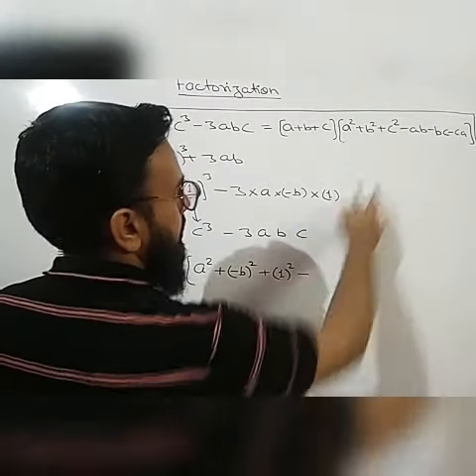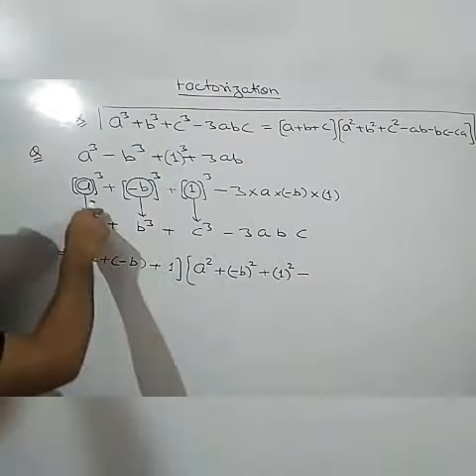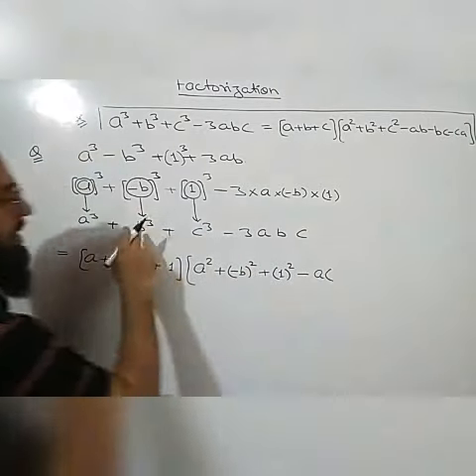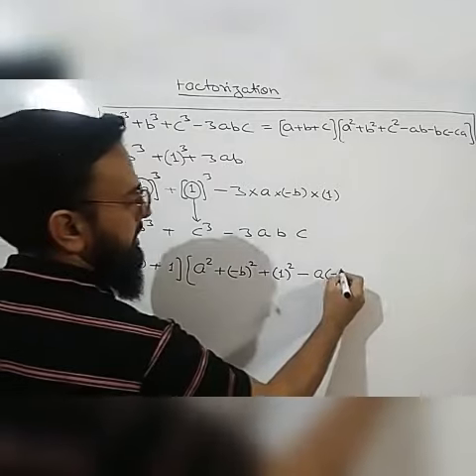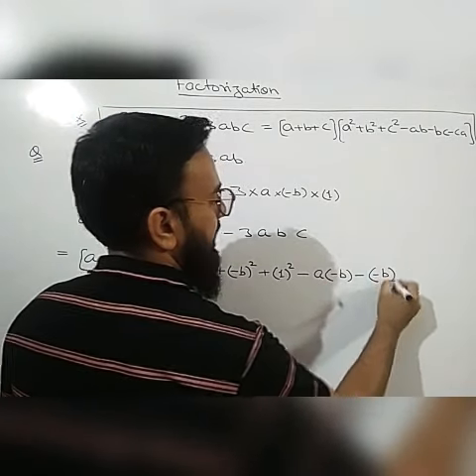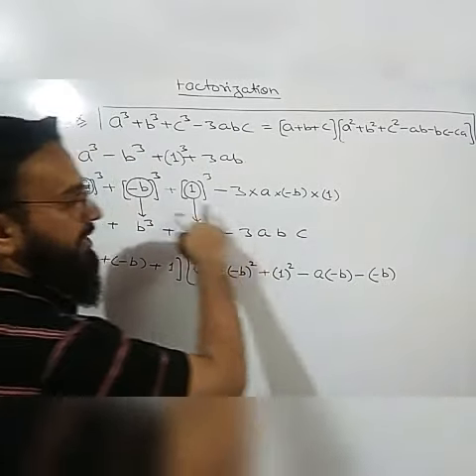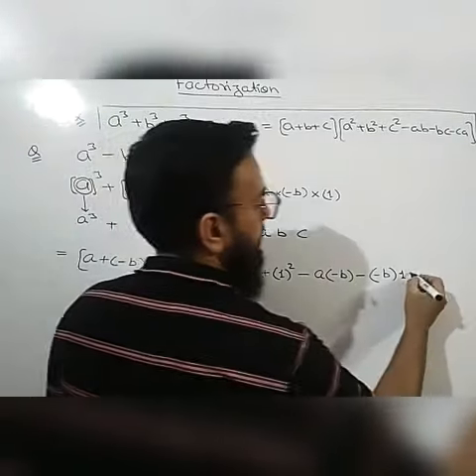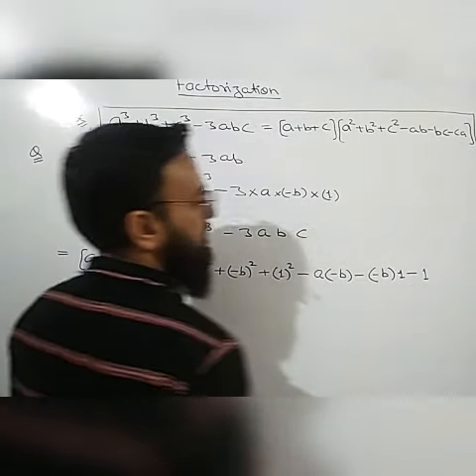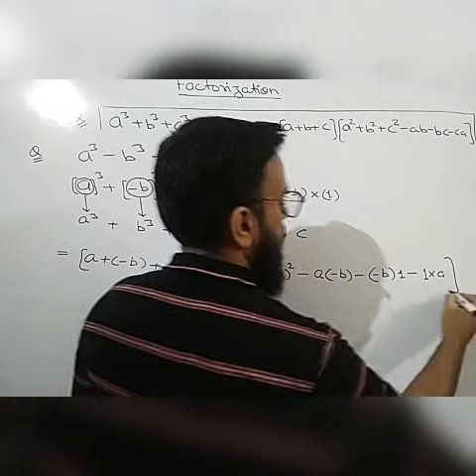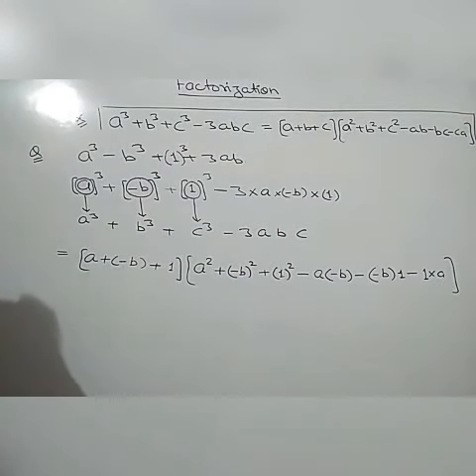Then minus a into b. So at the place of a, it is itself a, and at the place of b, it is minus b. Then minus bc. At the place of b, it is minus b, and at the place of c, it is 1, so it will be minus b into 1. Then minus ca. At the place of c, it is 1, and at the place of a, it is a, so it is 1 into a. So we have written all the terms. Now solve it and we will get the answer.